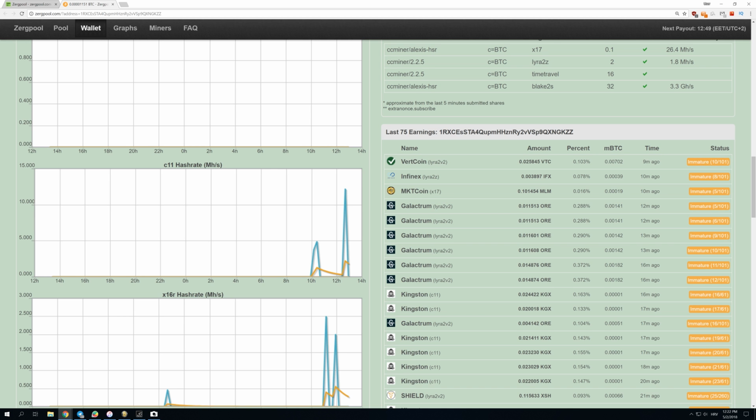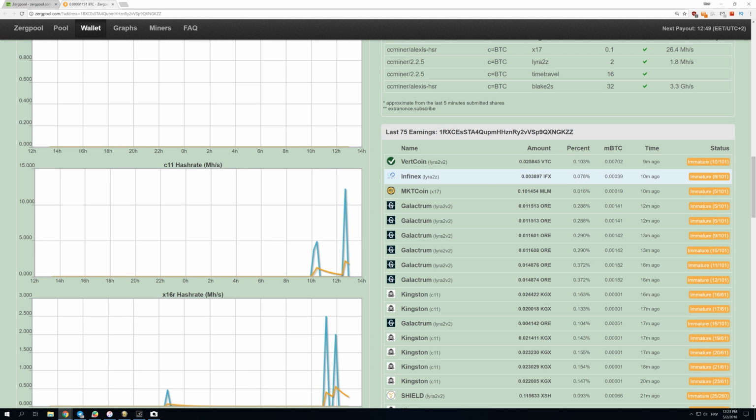Over here it is written in millibitcoins, but 1 millibitcoin is one thousandth of a bitcoin. So when you see that you got 0.00702 millibitcoins, this is actually 702 satoshis. And this is about 7 cents right now, because 110 satoshis right now is 1 cent, so 702 satoshis right now is about 7 cents. So over here, by solving this Vertcoin block, my part was 7 cents.